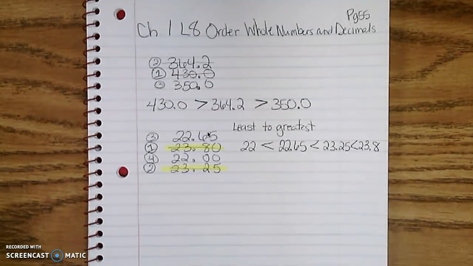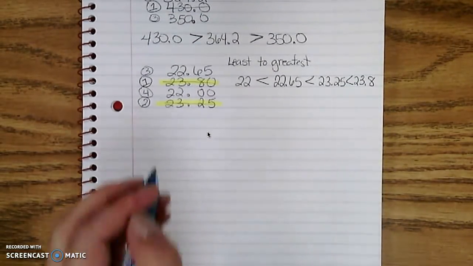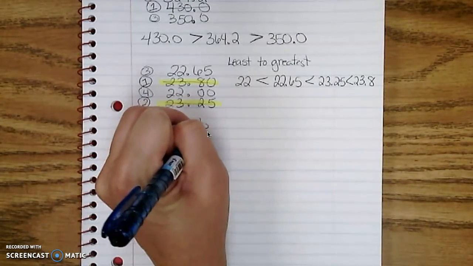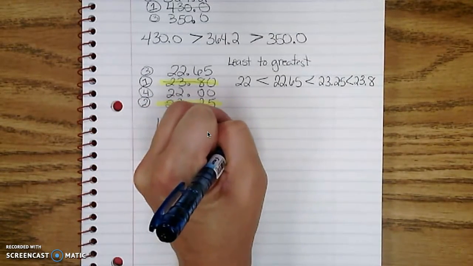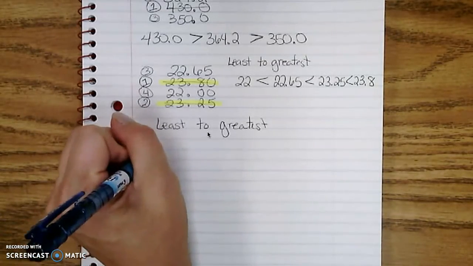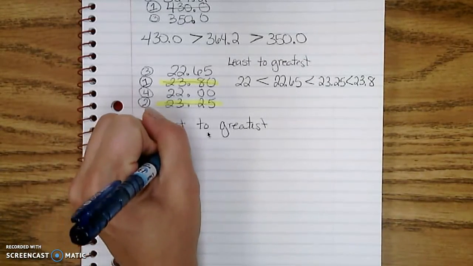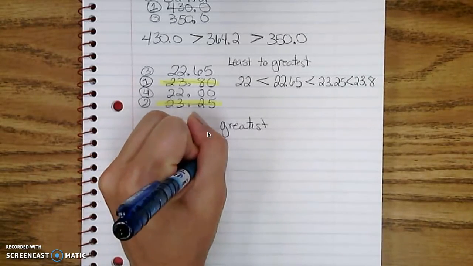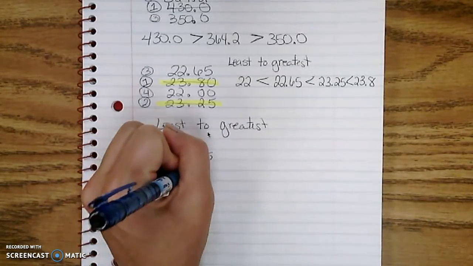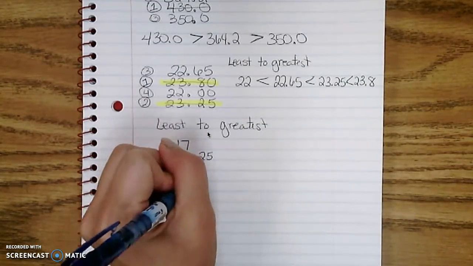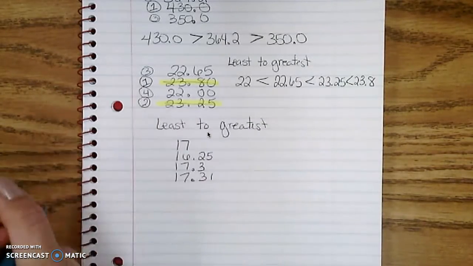I may have to annex zeros to fill in places, so if they gave me the numbers, let's see, we'll do least to greatest again, so I can show you how to work backwards. This is not from the book, these are just some numbers I'm going to make up. Let's say they gave me 17, 16 and 25/100, 17 and 3/10, and 17 and 31/100.